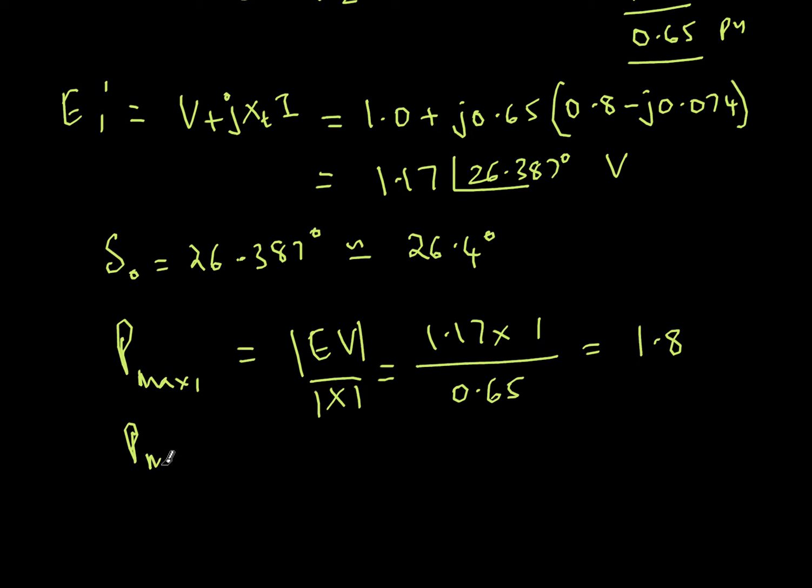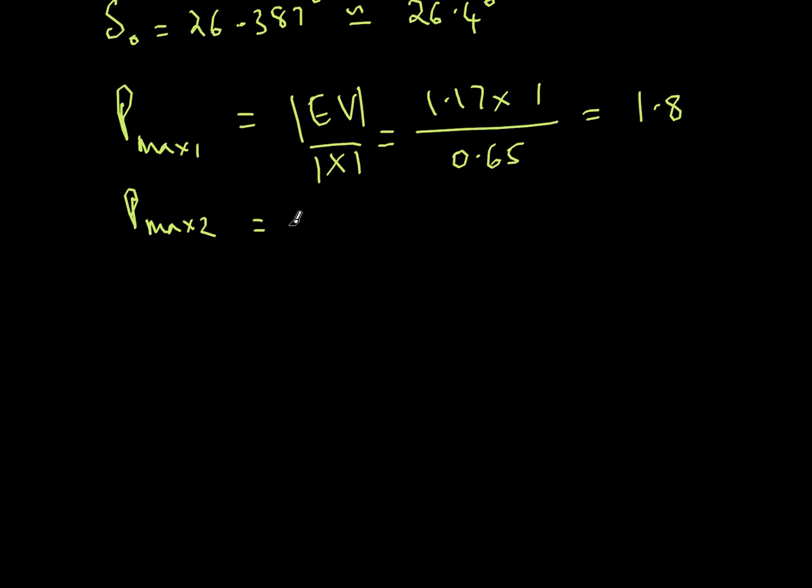What is Pmax2? Pmax2 is the maximum power limit when the line is under faulted conditions.